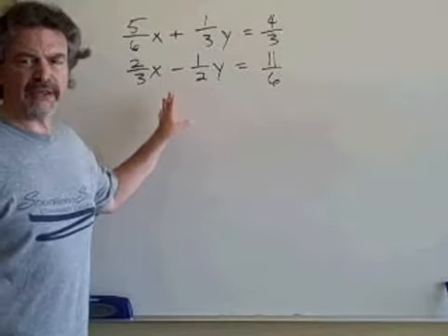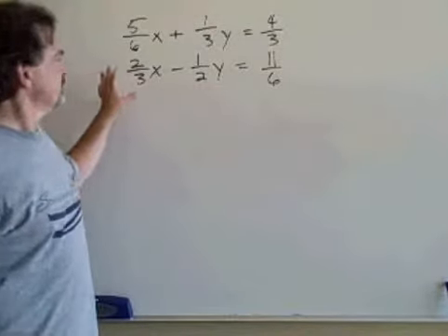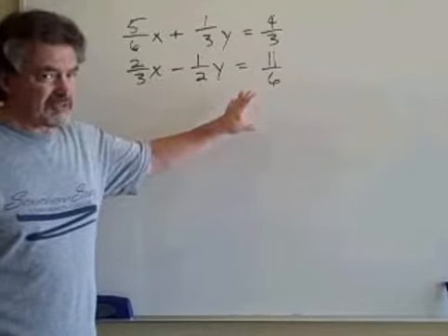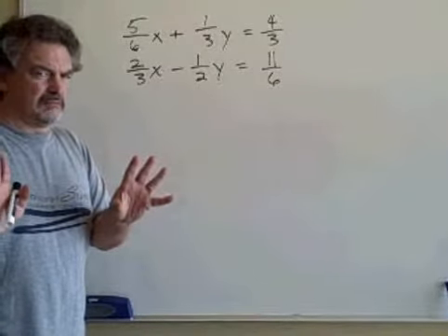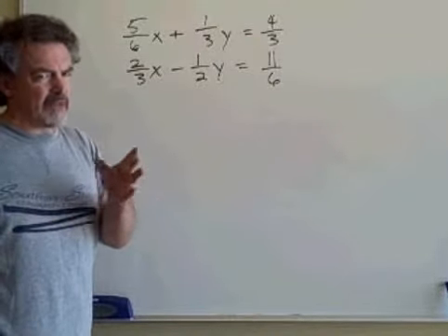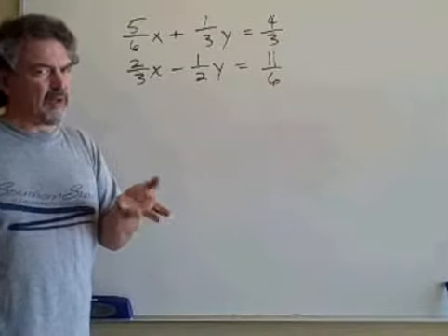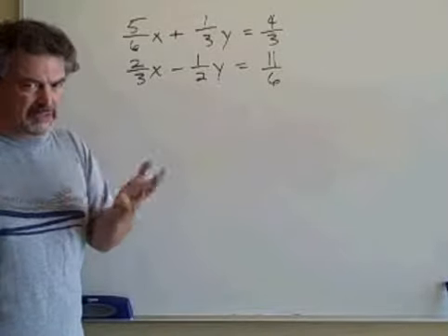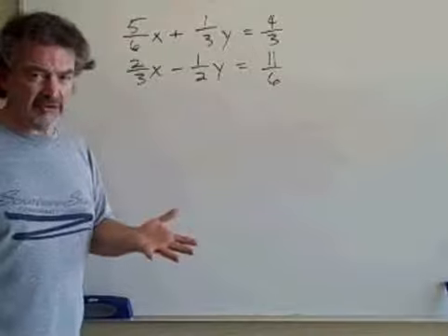Now, some of you don't faint. You see the fractions, but don't faint. Remember, what's our technique when we have equations with fractions? What do we want to do? We want to eliminate them. How do we eliminate fractions?